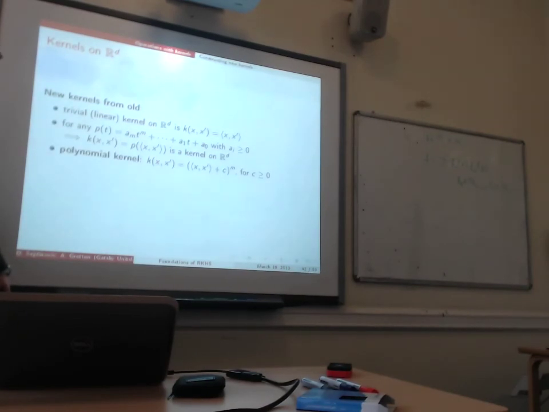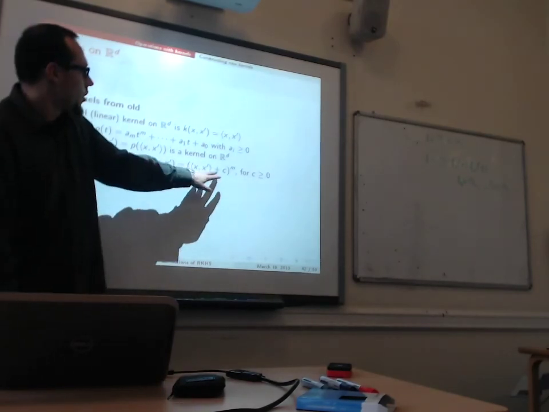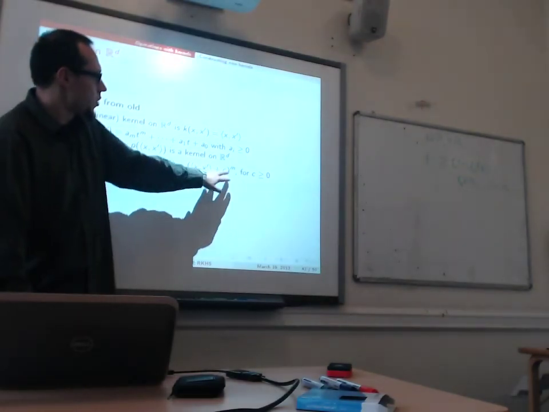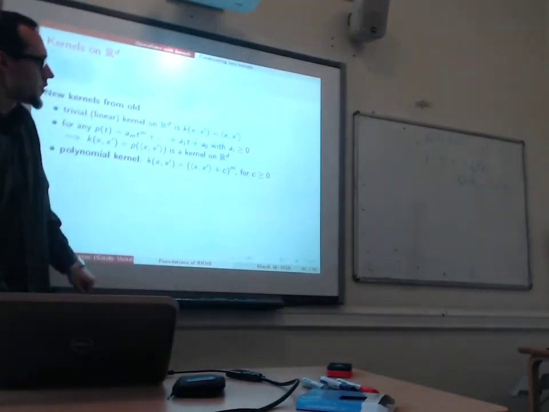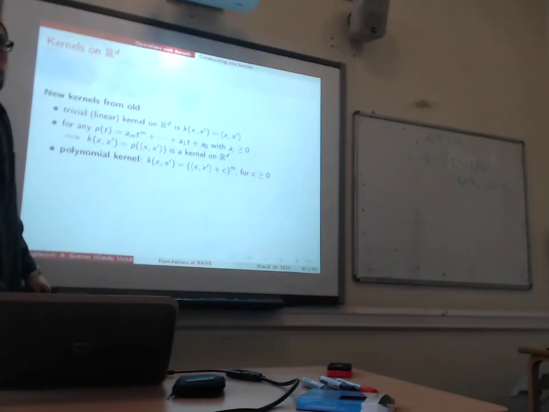This is, for example, how you would get a polynomial kernel. That's exactly that form. Because when you have a plus there and you expand this using a binomial theorem, you get all coefficients non-negative.